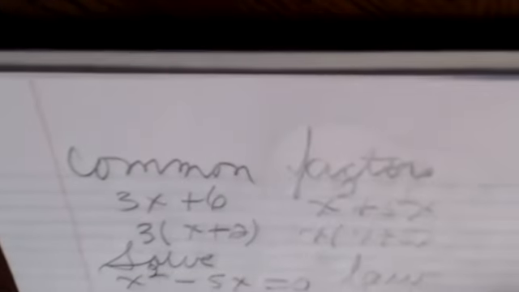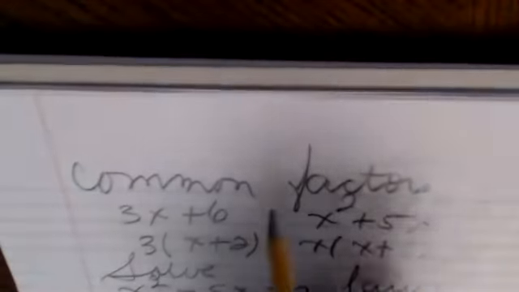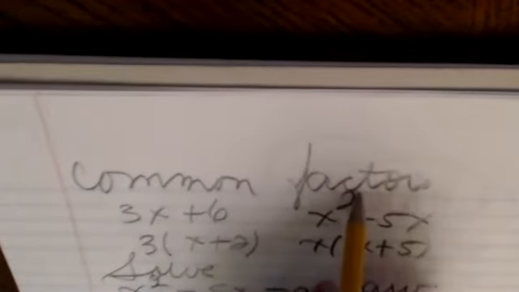Okay, the next one I dropped back to something that way too often we lose sight of. Put that in your memoirs. Look for a common factor first. The problem is 3x plus 6. What can I factor out of 3x plus 6? I can take the 3 out, right? And it gives me an x plus 2.